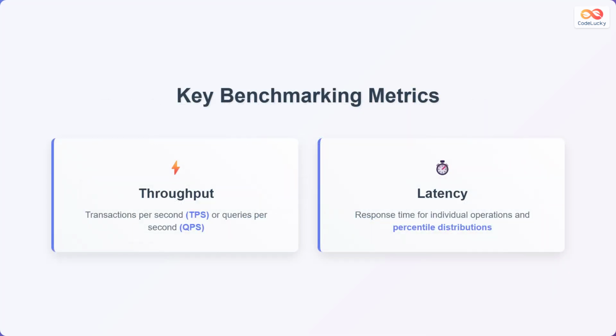Now let's discuss the key metrics used in database benchmarking. The first metric is throughput, which measures the number of transactions per second, abbreviated as TPS, or the number of queries per second, abbreviated as QPS, that a database system can handle. Another key metric is latency. Latency refers to the response time for individual operations and is often evaluated using percentile distributions to understand the range of response times experienced.